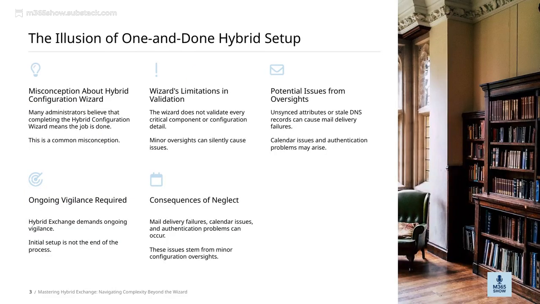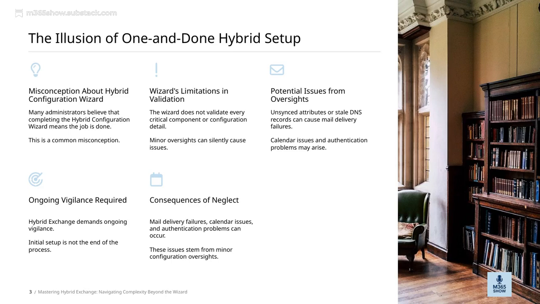Now, let's talk about the illusion of the one-and-done hybrid setup. Many believe that once they complete the hybrid configuration wizard, their job is done. But in reality, mastering hybrid exchange is about navigating complexity beyond that initial wizard. You might experience mail delivery failures, calendar issues, or authentication problems. These are often caused by minor configuration oversights, small mistakes that can have big impacts. It's important to understand that hybrid exchange requires ongoing vigilance. The initial setup isn't a one-time task. You need to keep monitoring and maintaining the configuration.